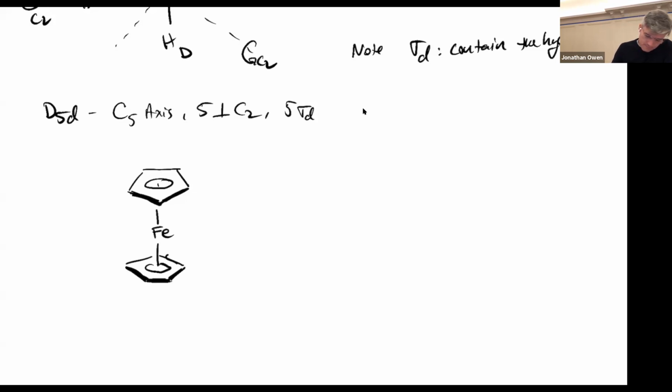In the staggered configuration, let's do a C2 operation here. And we're going to take a look at this thing from the top.